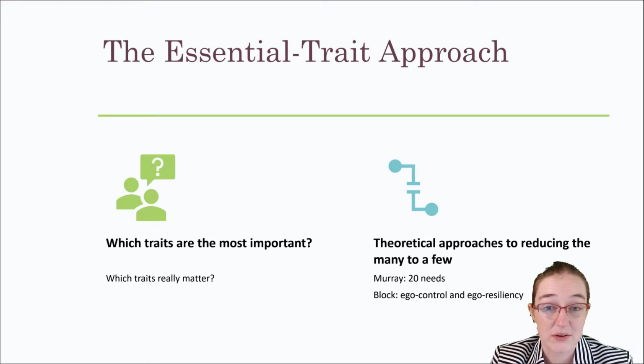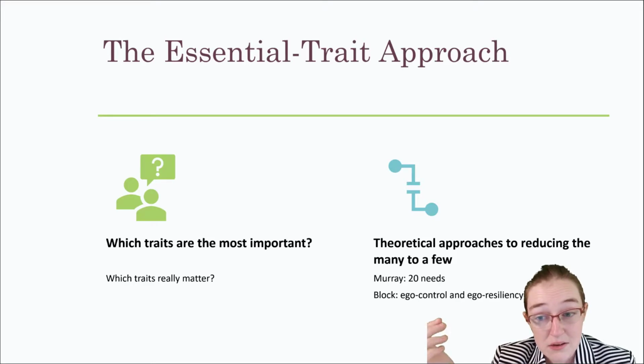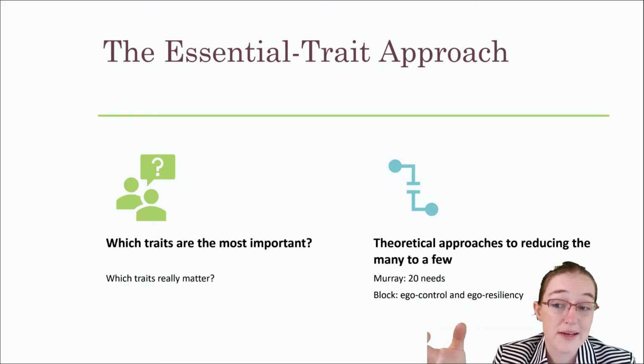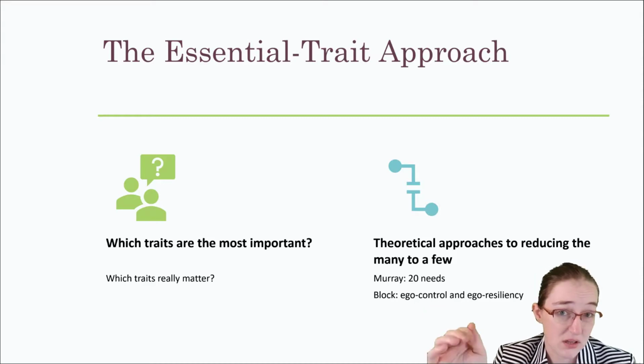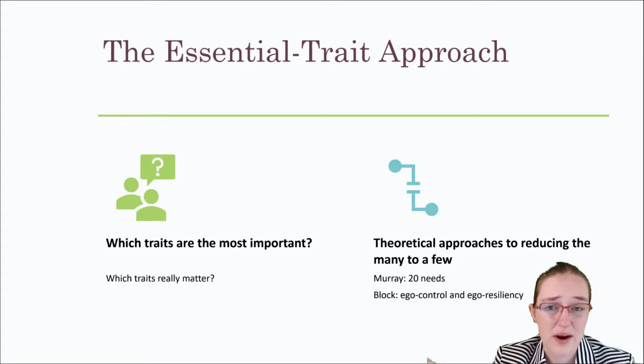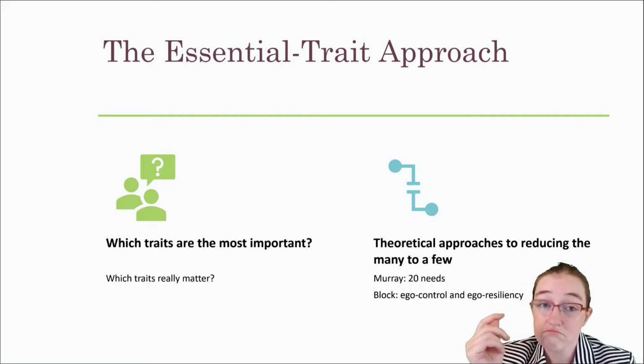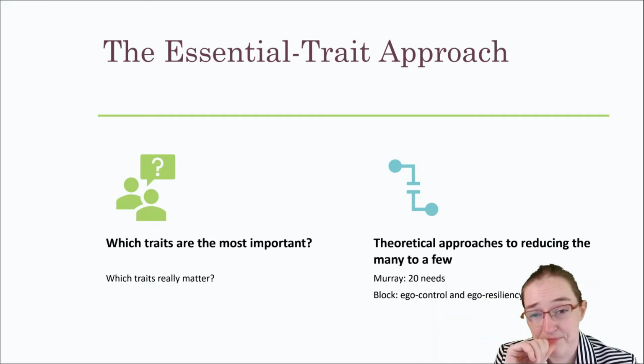So some of the greater theorists of our time tried to use theory to reduce the many traits to just a few. So Murray, the same Murray that we've talked about a couple times, broke it down into 20 needs, which is still a lot. And these include aggression, autonomy, exhibition, order, but they're based on theory. So at least it's fewer.